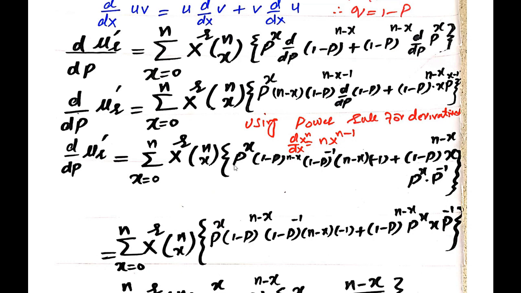x to the power r nCx p to the power x, 1 minus p to the power n minus x minus 1, n minus x. And when you take again the derivative of 1 minus p, it is minus 1. The derivative of 1 is 0, and the derivative of p is minus 1, plus 1 minus p to the power n minus x, and x, and we solve this p of x.